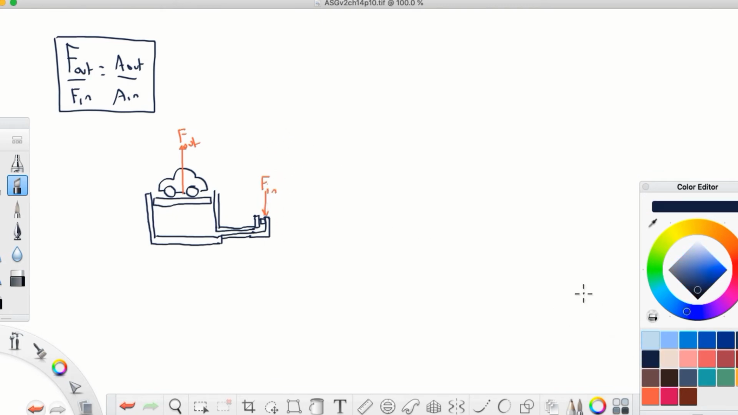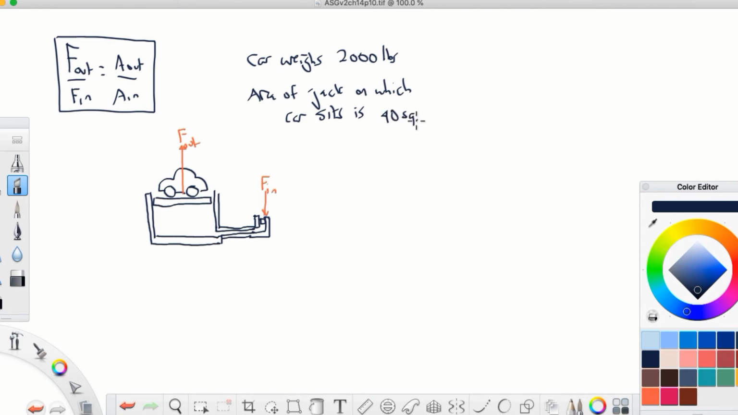So let's suppose that I were to tell you that the car weighs 2,000 pounds, and the area of the jack on which the car sits is, let's say, maybe 40 square feet. And the area of the input piston is, let's say, 1 square foot. These aren't necessarily realistic numbers.